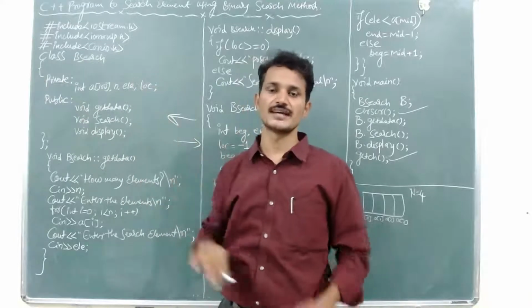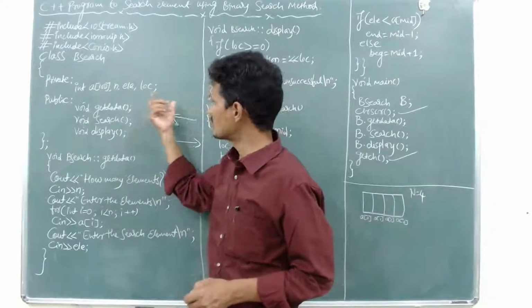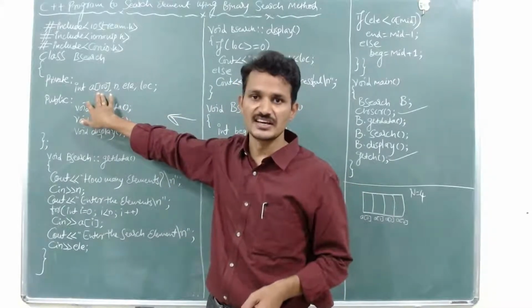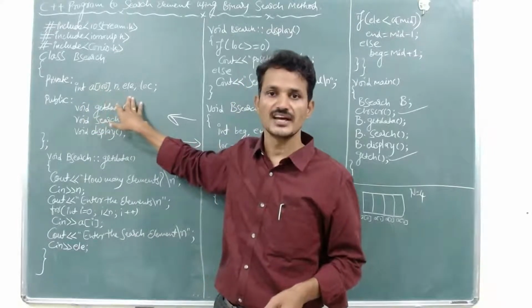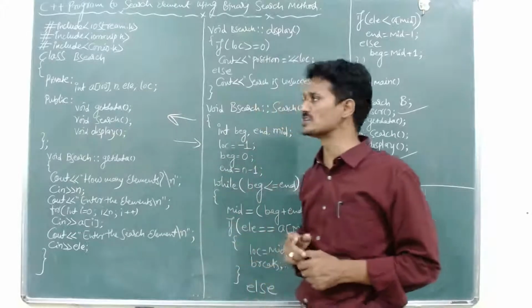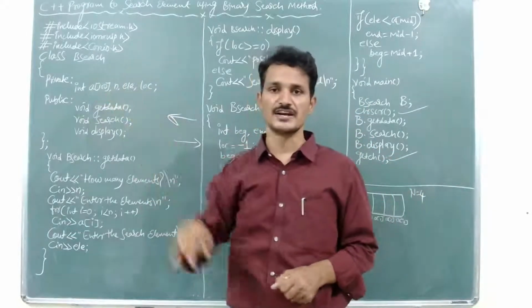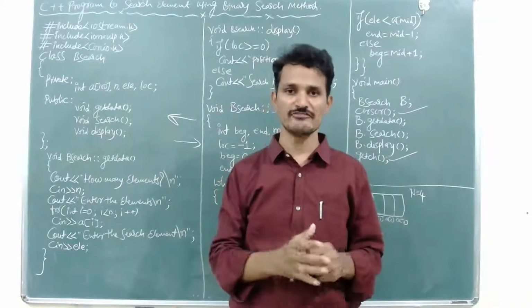I am making use of an access specifier called private. I am going to mention some of the data members. Have a look at this: int a[100], n, element, location. How many data members am I using in this program? 4 data members. The first one is a[100]. a[100] is nothing but a one-dimensional array, as we all are familiar with arrays.